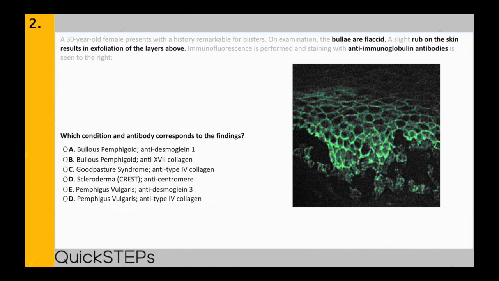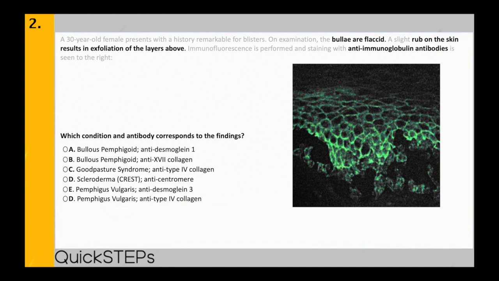Okay, and then when we saw the answer choices, we see that it's really between 4 different conditions: bullous pemphigoid, Goodpasture syndrome, scleroderma, and pemphigus vulgaris. So if the bullae are flaccid, that pretty much tells you which condition it is. All of the answers are autoimmune conditions, so which condition best fits the image as well as the presentation.